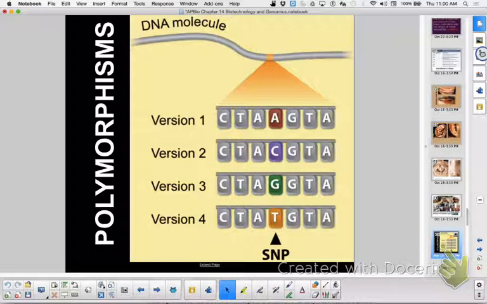Okay, let me make sure we're caught up on our notes. Go to genomics. Defined as the study of our complete genetic makeup.